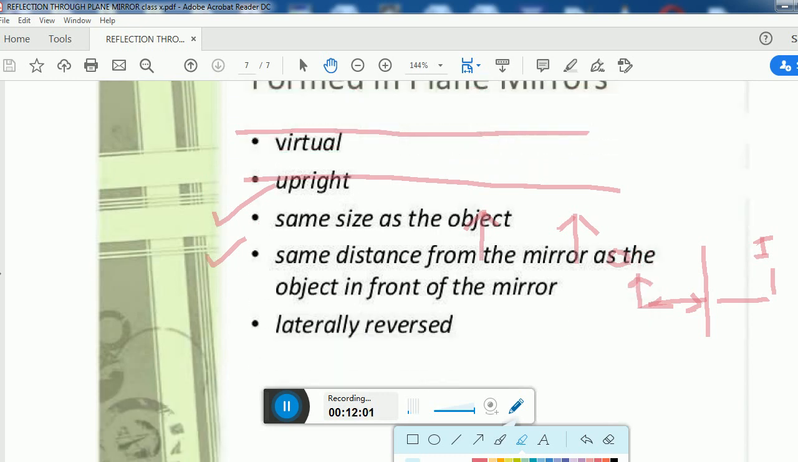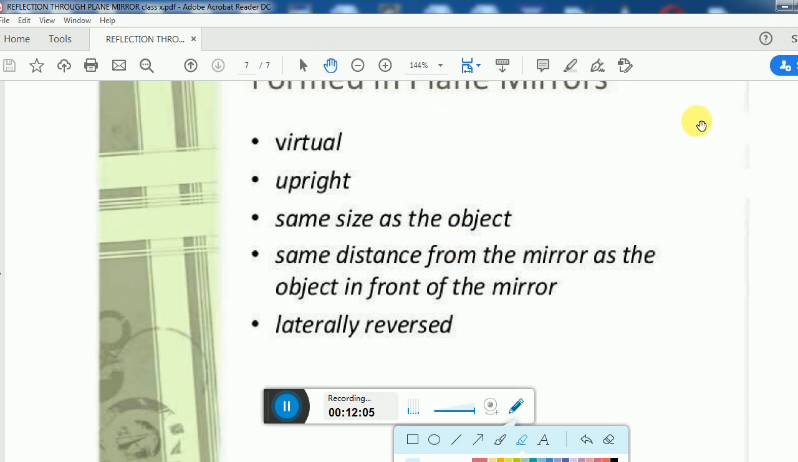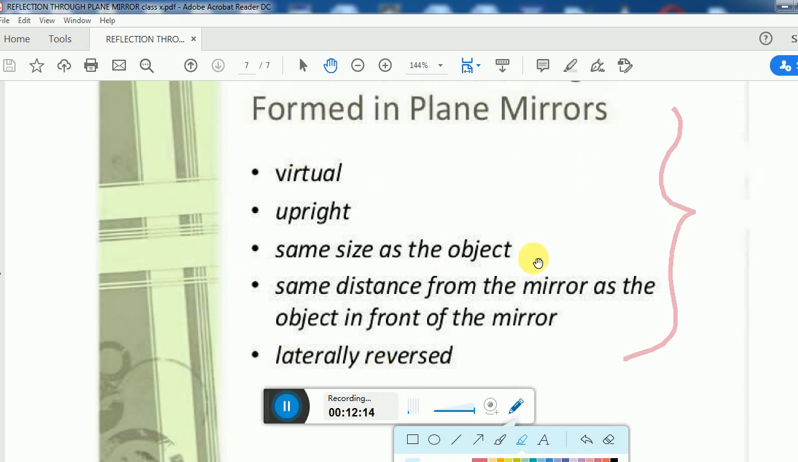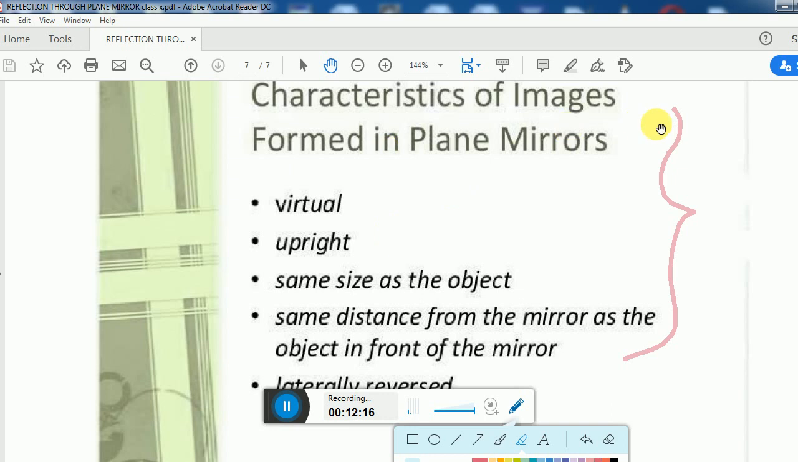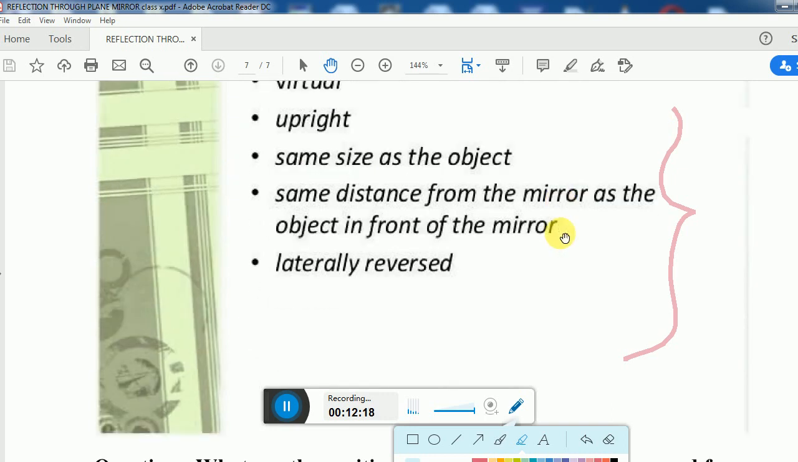Another is also very important. This is called laterally inverted. So how many points are there? 1, 2, 3, 4, 5 points. You have to remember the characteristics of the image formed by a plane mirror.